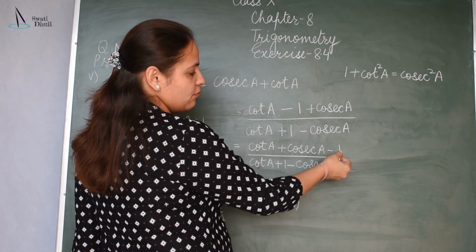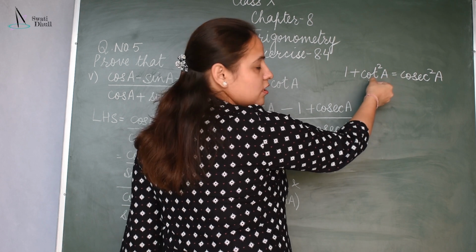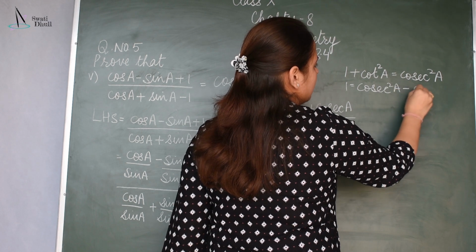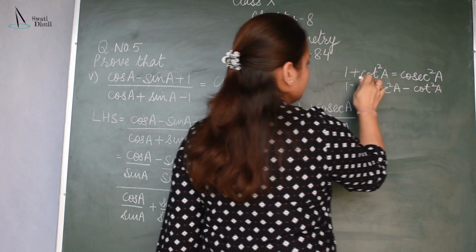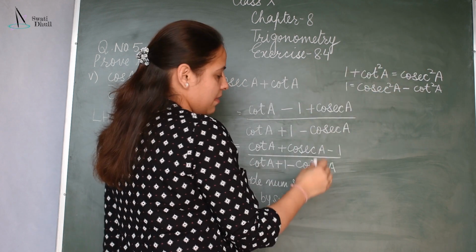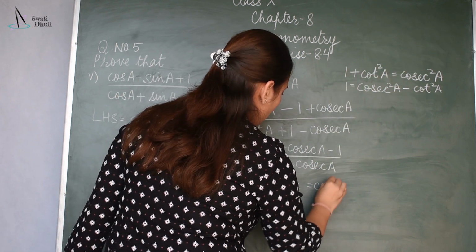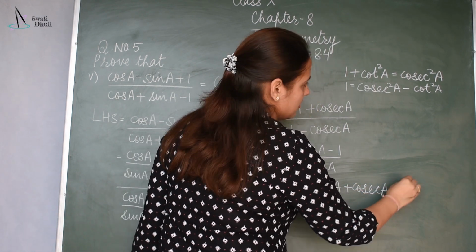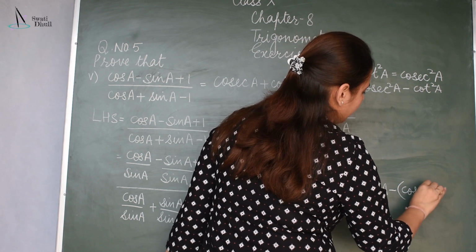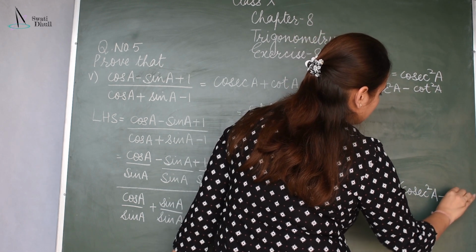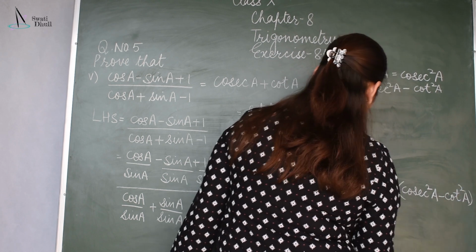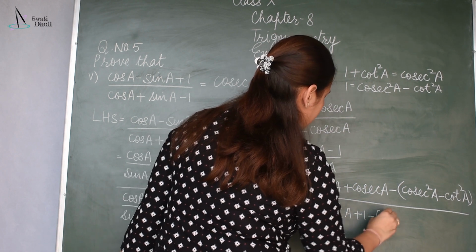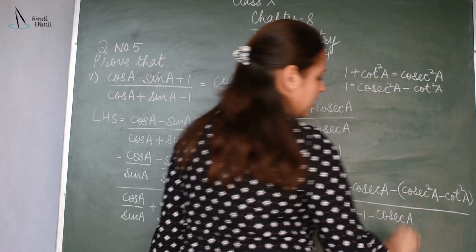Now I can write this 1 as cosecant square A minus cot square A, because if I transfer this cot square A to that side it will be minus. So this will become cot A plus cosecant A minus cosecant square A minus cot square A, divided by cot A plus 1 minus cosecant A.